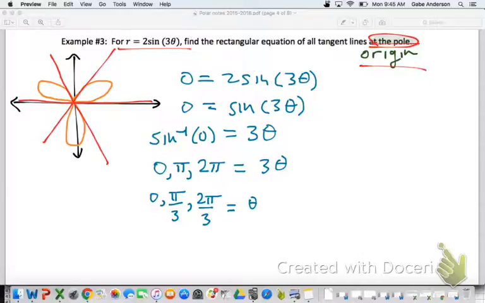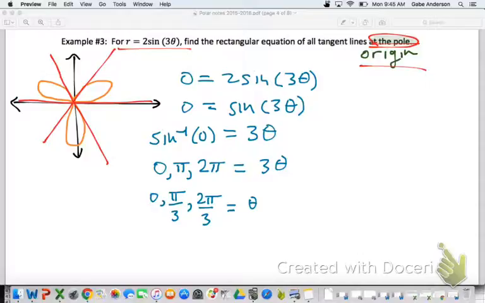Okay. And so does that seem, in your opinion at least, to go with the picture? When theta is 0, do you see that horizontal tangent line? Okay. And then pi over 3 would be the one that's kind of pointing into the first and third quadrants, and then the second and fourth quadrants would be the 2 pi over 3. Is that working okay? Okay. Any questions?